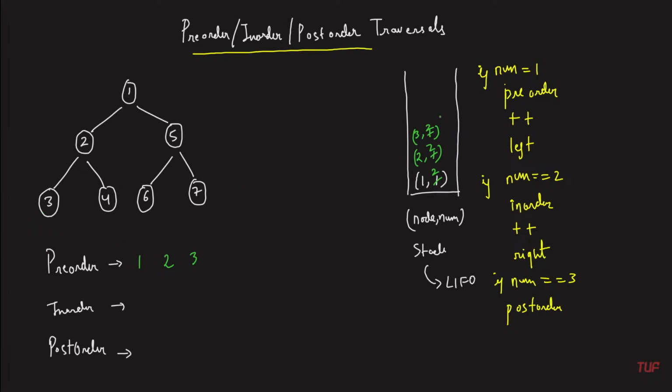Now, the next iteration, when you come back, you get 3, 2. Now, when you get 3, 2, what will you do? It's a part of the in-order, right? So it's a 2. 3, 2, 2. So it's a part of the in-order.